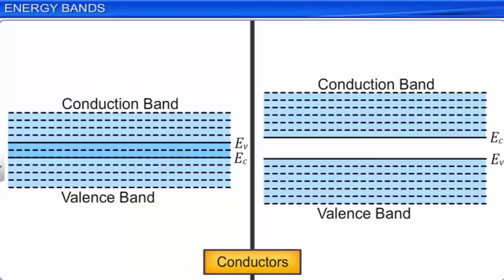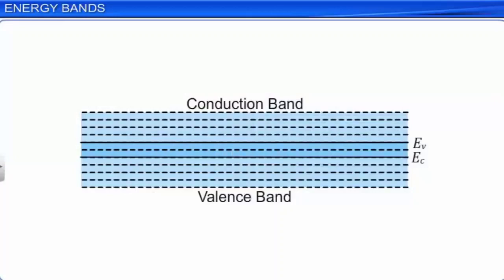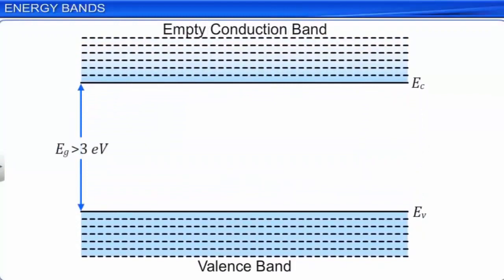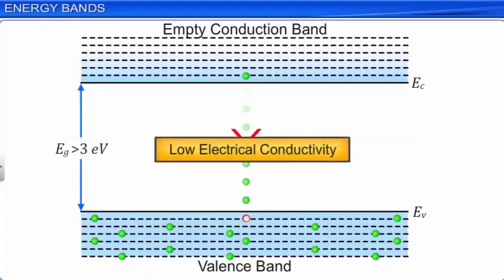For some solids, there exists a very large energy band gap greater than 3 electron volt. In such solids, it is practically impossible for the valence band electrons to move into the conduction band, since the energy required is very high as the band gap is very large. Such materials then have very few conduction electrons, and hence have very low electrical conductivity. Such materials are characterized as insulators.